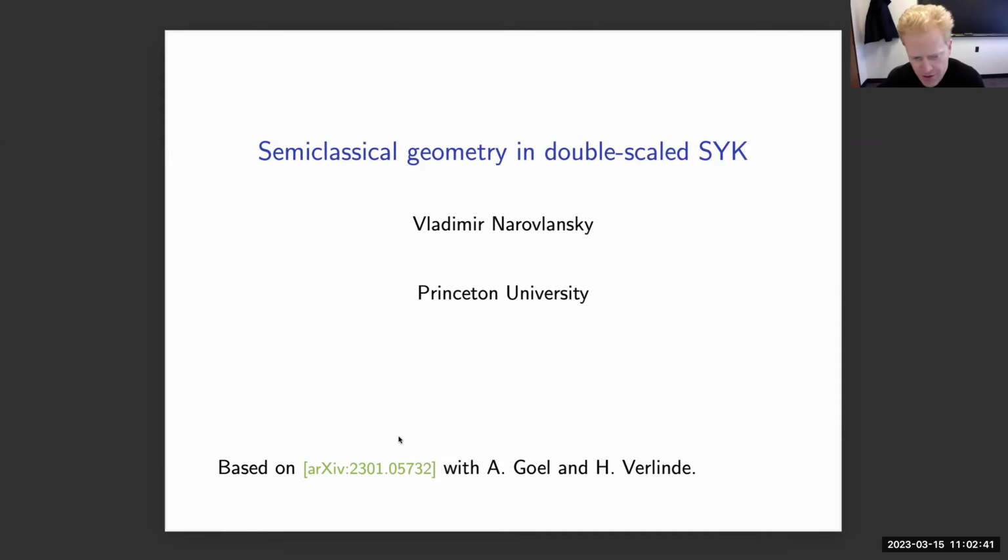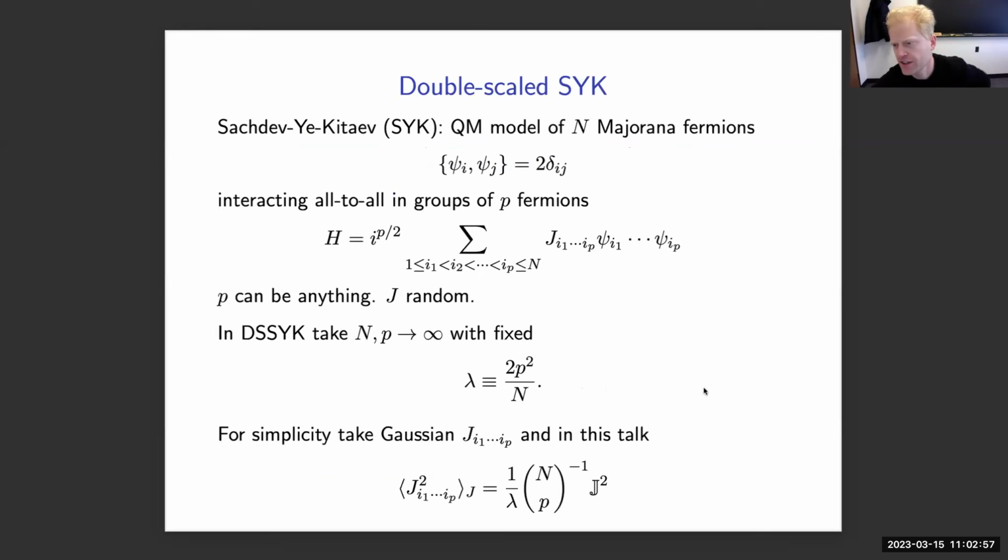I'll talk about this paper with Akash Goel and Herman Verlinde, which is about the semi-classical expansion in double-scaled SYK. And of course, please interrupt me if you have any question or anything. So let me start just with a reminder and the definition of the model.